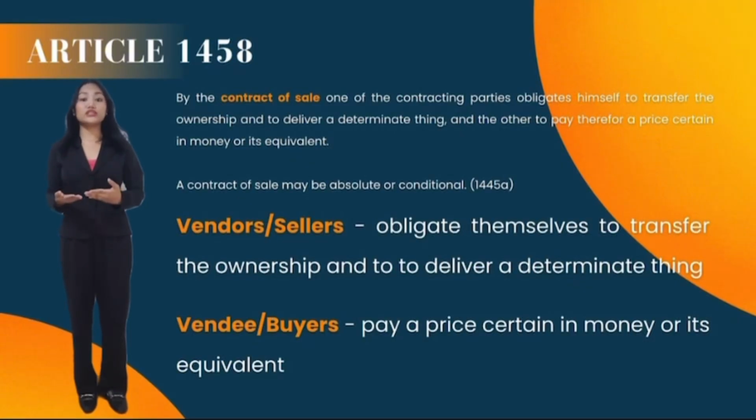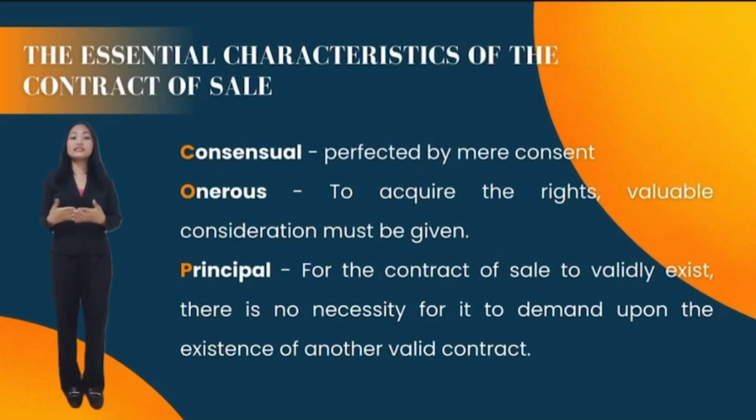It is also their obligation to deliver a determinate thing, while vendees or buyers pay a price certain in money or equivalent. The essential characteristics of the contract of sale can be remembered by the acronym COP-CDN. Firstly, the contract of sale is consensual in nature. This means that it is perfected by mere consent. The moment that the buyer and the seller agree on the object and the price, the contract is considered valid.